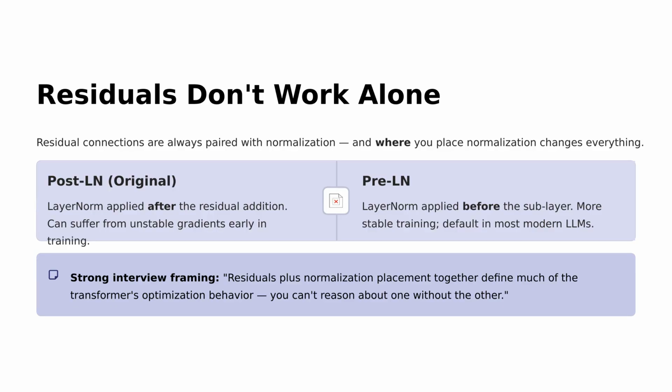Residual connections don't work in isolation. They're tightly linked to normalization, and that placement really affects training behavior. In the original post-LN design, layer norm comes after the residual addition, but that can lead to unstable gradients early on. In pre-LN, layer norm is applied before the sublayer, which makes optimization much more stable. That's why most modern LLMs use pre-LN. So in interviews, treat residuals and normalization as one joint design choice.